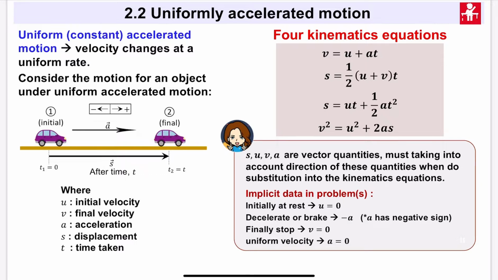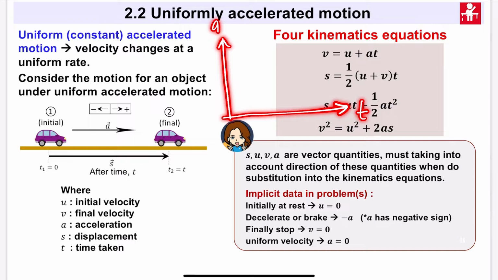Okay, so video ni is berkenaan dengan the second subtopic of topic 2, which is about uniformly accelerated motion. Before this, Madam dah pun mention maksud uniform dekat sini adalah constant. So constant acceleration means that the acceleration is not increasing or decreasing. Acceleration is fixed, constant. Ia tidak berubah.